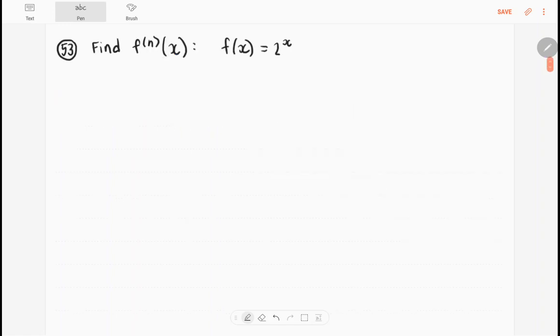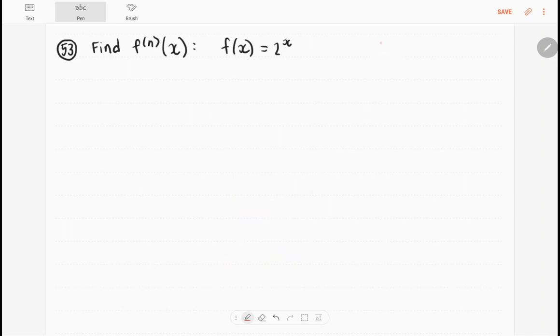The next one says find the nth derivative of f of x if f of x equals 2 to the x. So the first question here is, what is the derivative of a constant to the power of a variable again? If you've forgotten, let's just quickly recap that.